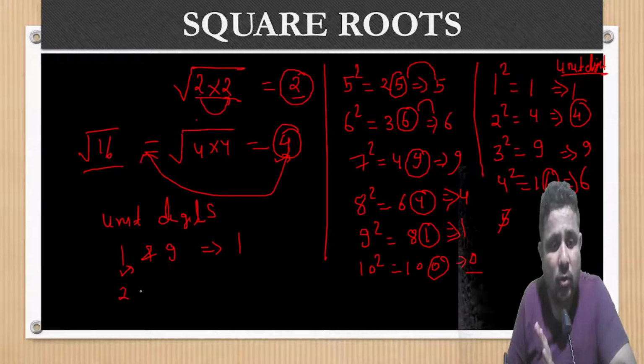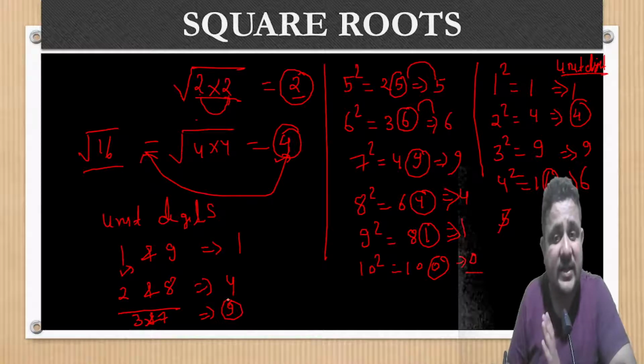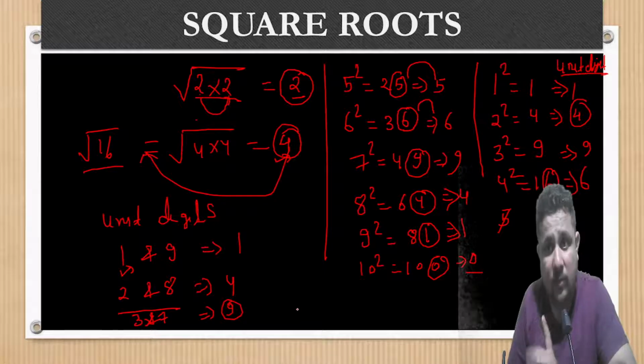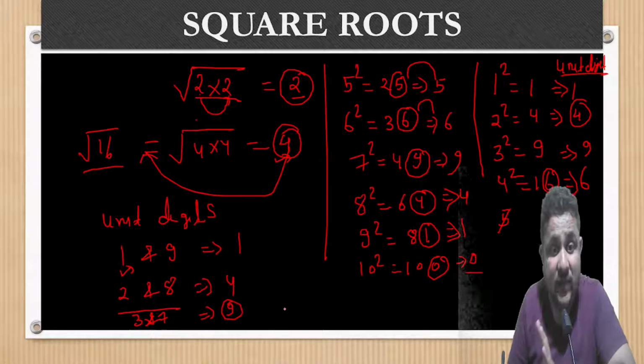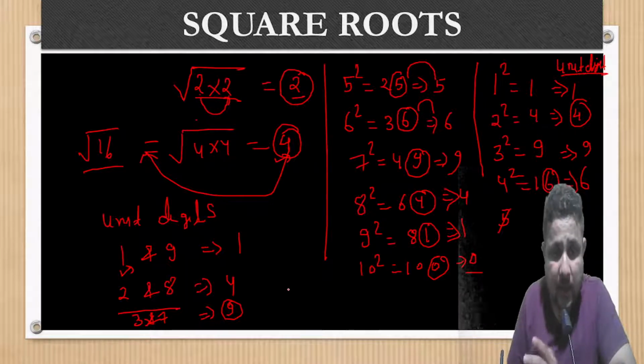Now let's talk about 2 and 8. Here the unit digit is what? 4. 3 and 7, the unit digit is 9. So these numbers, the unit digit is common or not? Yes. So this will play an important role, and that's why I'm discussing it again and again here. Now let's move on to the other thing further.